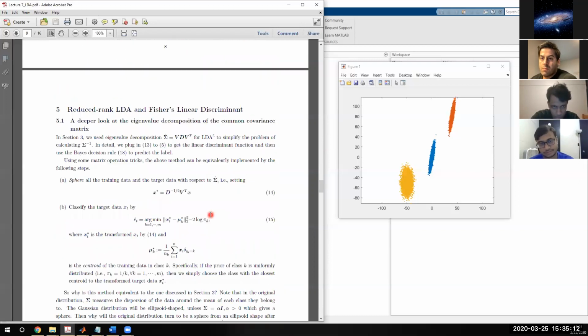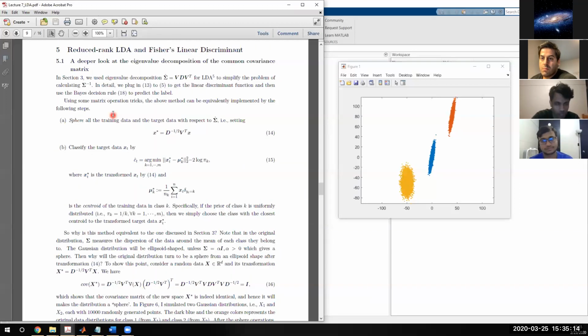Now let's see. After the sphering, all of them are going to be 3 circles. I'm going to classify my target data this way. So xt is the transformed one, and mu k is the centroid, and it's going to be calculated in this way.